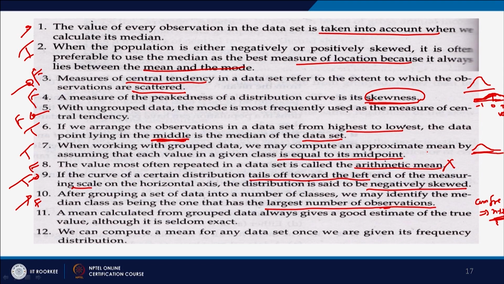Question number 11. A mean calculated from grouped data always gives a good estimate of the true value, although it is seldom exact. Yeah, it is true, right. If you have a large number of data, then it is possible that the data would be normal, and in most of the cases when data are normal, mean is the best measure, right. Let us look at the next question.